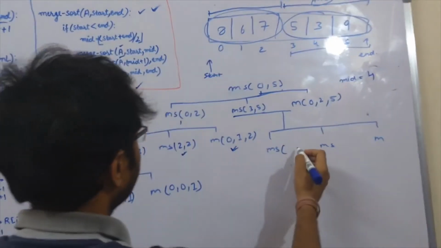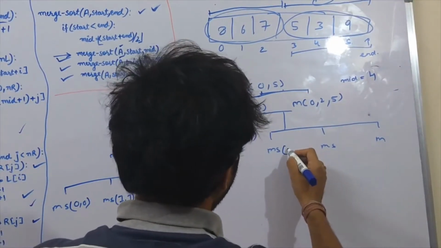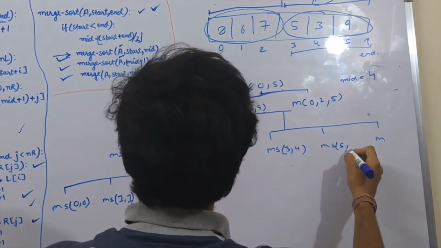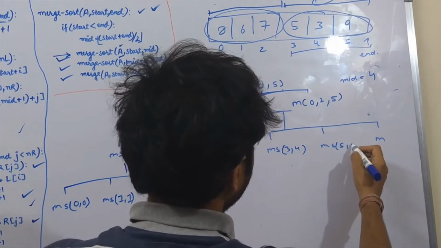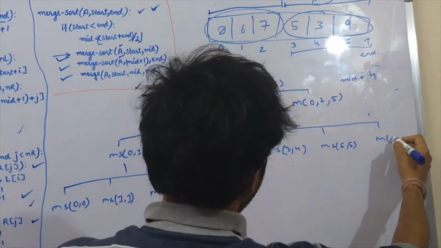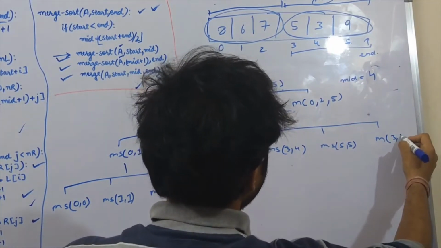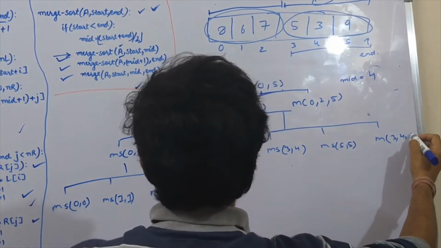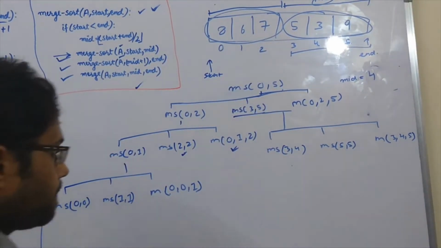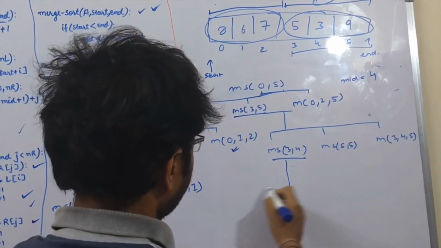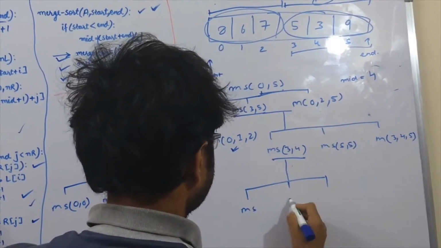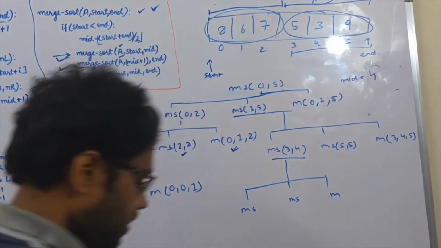So what will it do? Merge sort start, mid: start is 3 and mid is 4. Then mid plus 1 is 5, comma end is also 5. And the merge procedure will be called with start, mid, end: start is 3, mid is 4, and end is 5. So again, as you can see, this 3, 4 will again call 3 functions: one is merge sort, another one is also merge sort, and another one is the merge procedure.